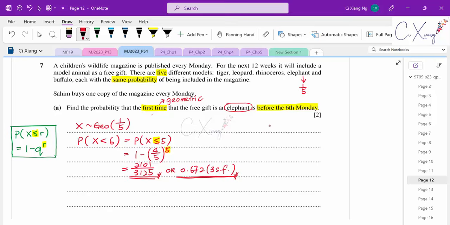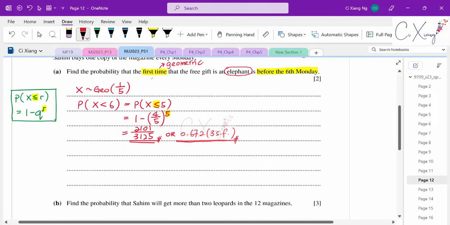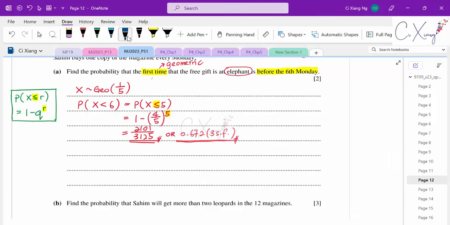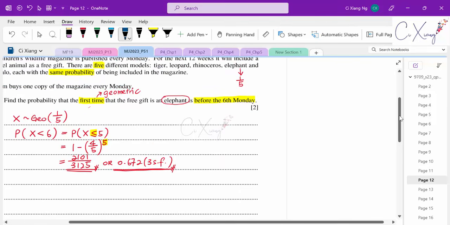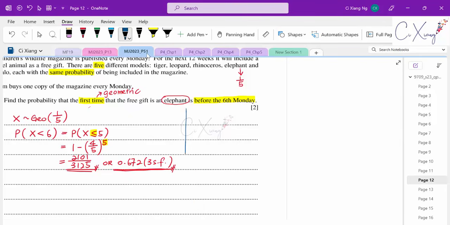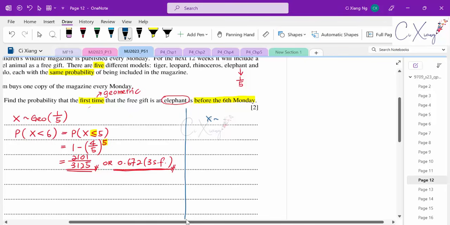If you're not able to remember this formula, then you will have a longer way to calculate the probability for this question. So I'll write it here. This is another alternative way, but of course it will be slightly longer because you don't apply the formula. Again, I know that it belongs to a geometric distribution, and the probability of getting the elephant is 1/5. When they're asking for x smaller than 6, that means it cannot be x equals to 0. For a geometric distribution, it must start with at least x equals to 1, because you have to buy one magazine first, only then you might get the free gift.